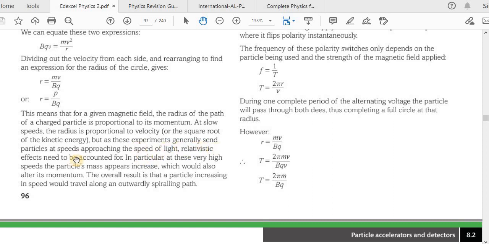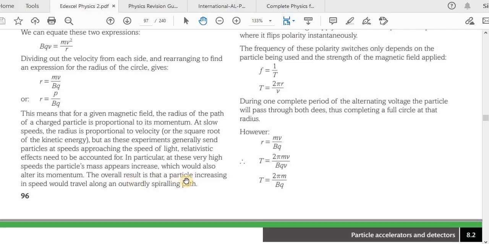But as these experiments generally send particles at speeds approaching the speed of light, relativistic effects need to be accounted for. So here, since we are doing these experiments at speeds approaching the speed of light, we will have to consider the relativistic effects. Remember, the mass increases. In particular, at these very high speeds, the particle's mass appears to increase, which would also alter its momentum. Now remember, momentum is mass times velocity. So if mass increases, the momentum increases.